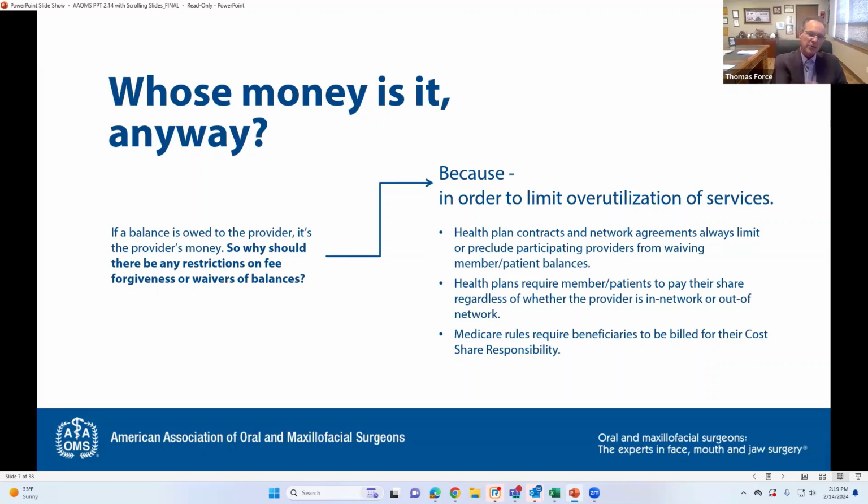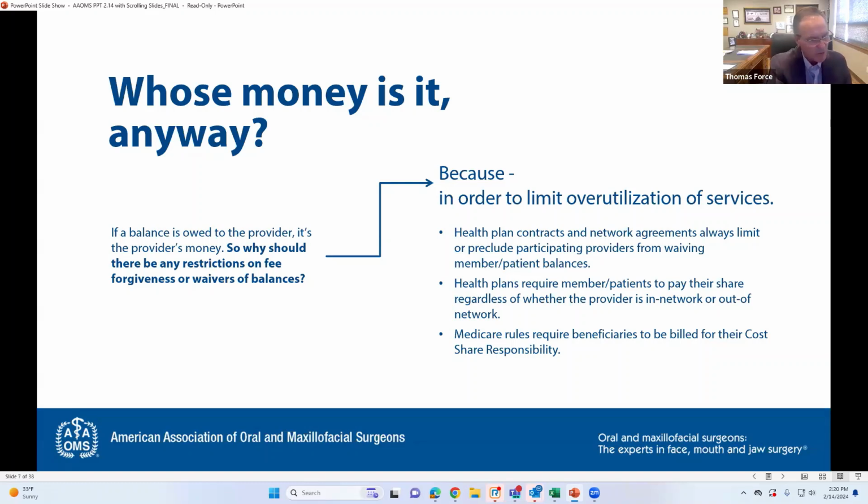Why can't I waive it? Well, we just talked about overutilization. That's the point of the last polling question. Health plan contracts and network agreements always limit or preclude participating providers from waiving member or patient balances. They preclude, frankly, out-of-network providers as well.